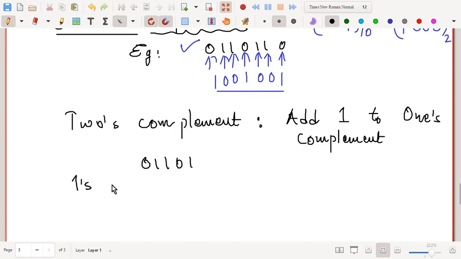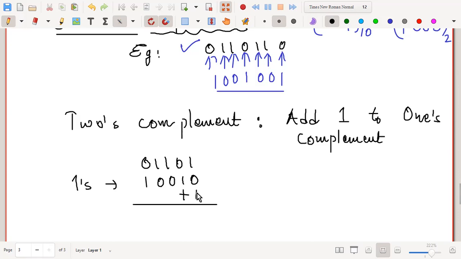First, we will find its 1's complement. 0 becomes 1, 1 becomes 0, 1 becomes 0, 0 becomes 1, and 1 becomes 0. Now you need to add 1 to this 1's complement. So what would I do? I would just add 1 to this 1's complement.